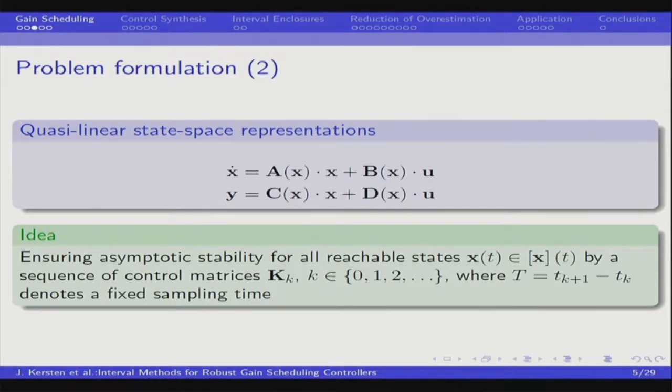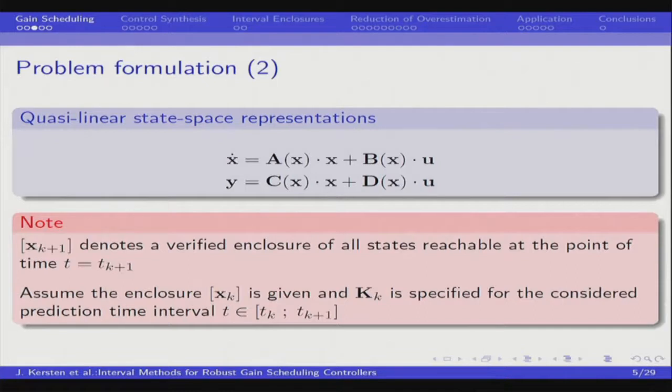So the main idea is we want to ensure asymptotic stability for all reachable states, and that by a sequence of control matrices K, for the whole sampling time. So note that the x_{k+1} denotes the verified enclosure of all reachable states at the next point of time. So we assume the enclosure x_k is given, and the gain controller is specified for the considered prediction time interval.